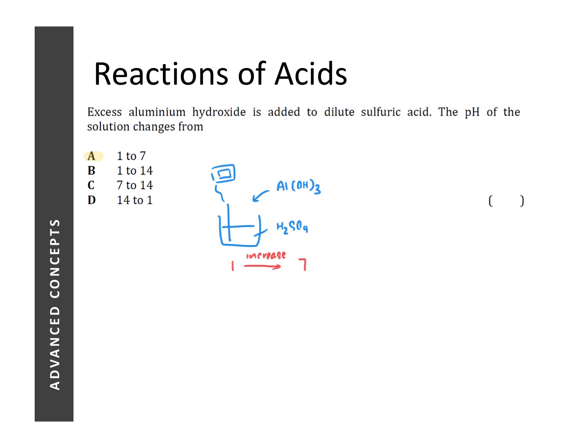Now, should I change the question where I change the base to sodium hydroxide? Sodium hydroxide is soluble in water, so after all the acid has been reacted, if I continue to add sodium hydroxide, your sodium hydroxide will dissolve in water to produce hydroxide ions, and the pH will slowly increase until it reaches around 14.